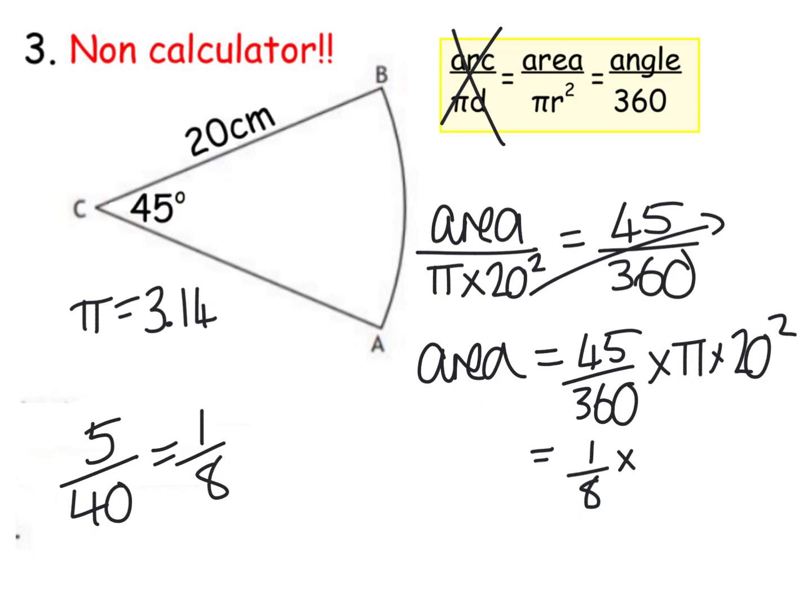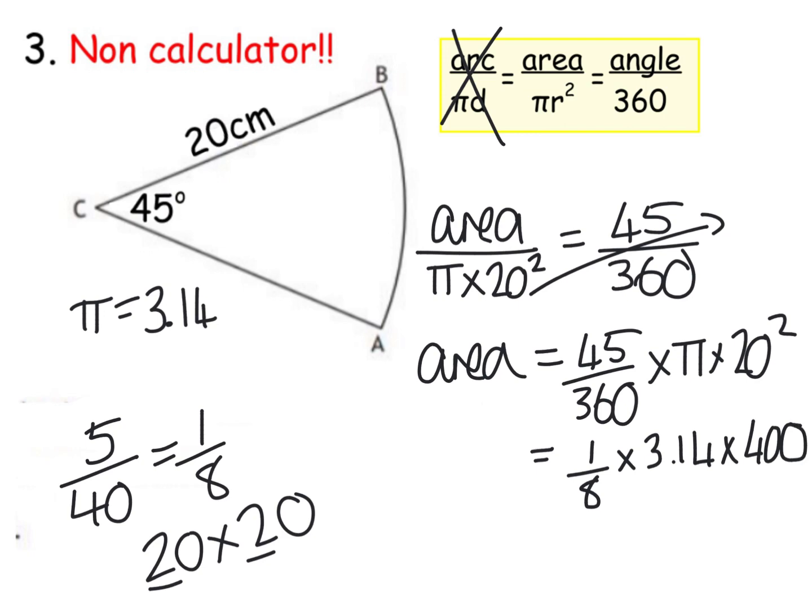So we have 1 over 8 times 3.14 times, now 20 times 20, let's write it out at the side. Remember the old trick, you do 2 times 2, add on the 2 zeros, so that is 400. As always, the fraction always goes into that end number. An eighth of 400 is 50. So I've got 3.14 times 50 to go work out.